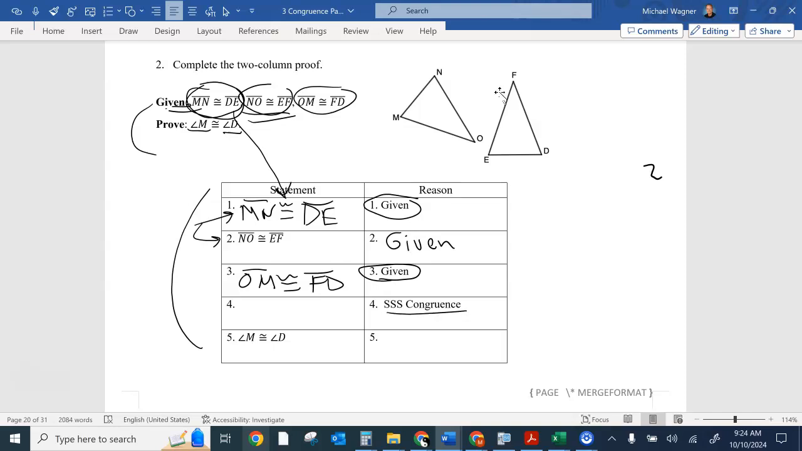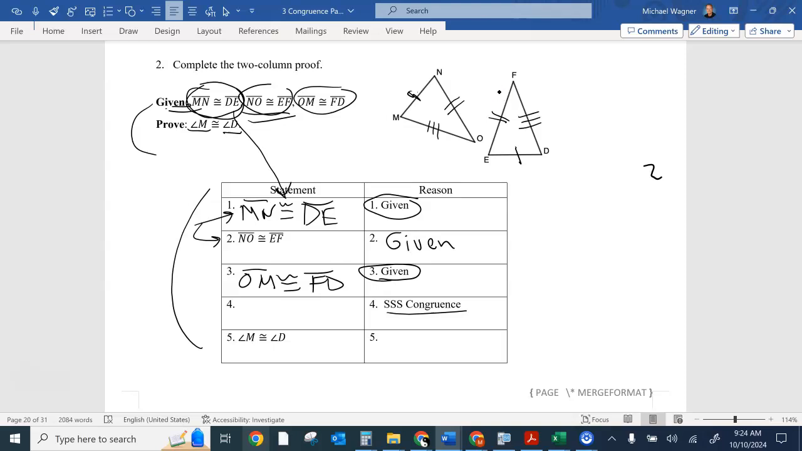So now the next thing, we actually have a reason. Oh, by the way, I should be marking these up. You also want to be marking these up. So MN is congruent to DE, right? MN is this one, DE is this one. NO is this one, I'm going to use 2 lines for that one. EF is this one. OM, well, they're giving us everything, aren't they? OM is congruent to FD, so mark all that.